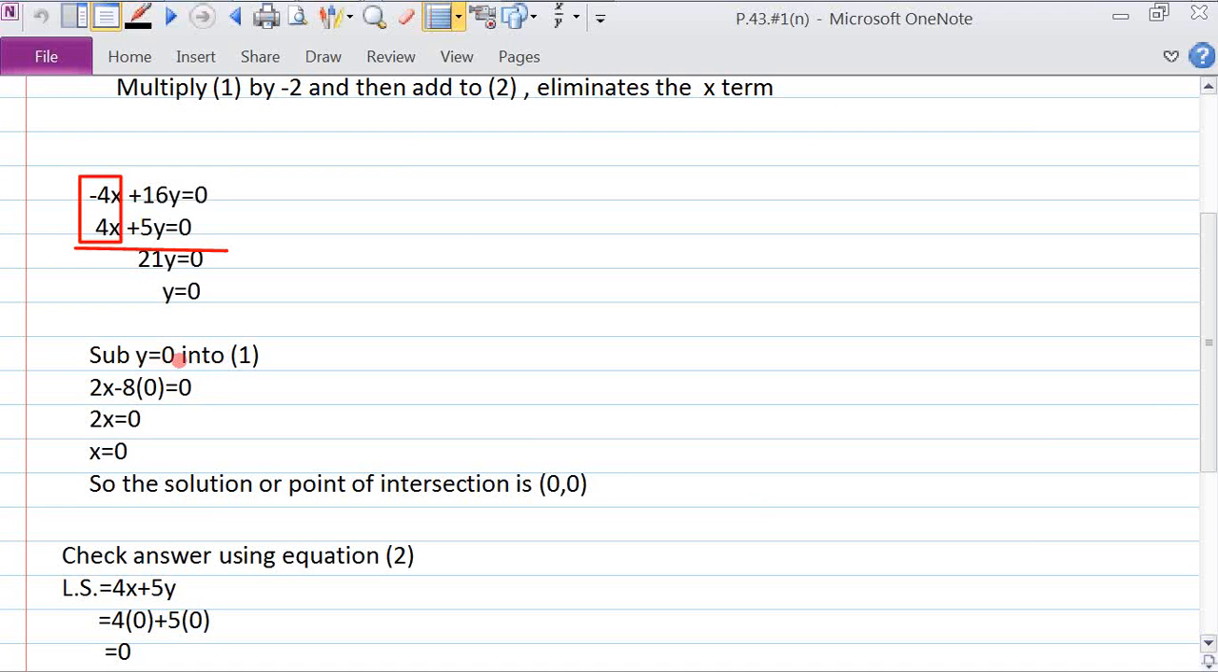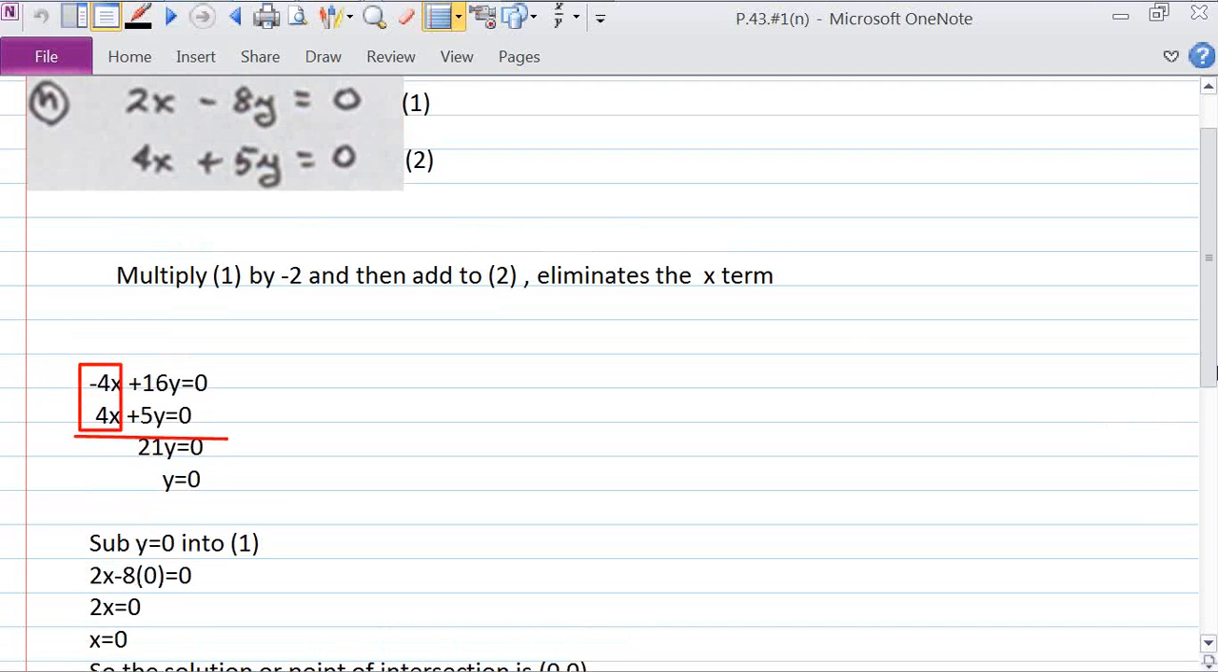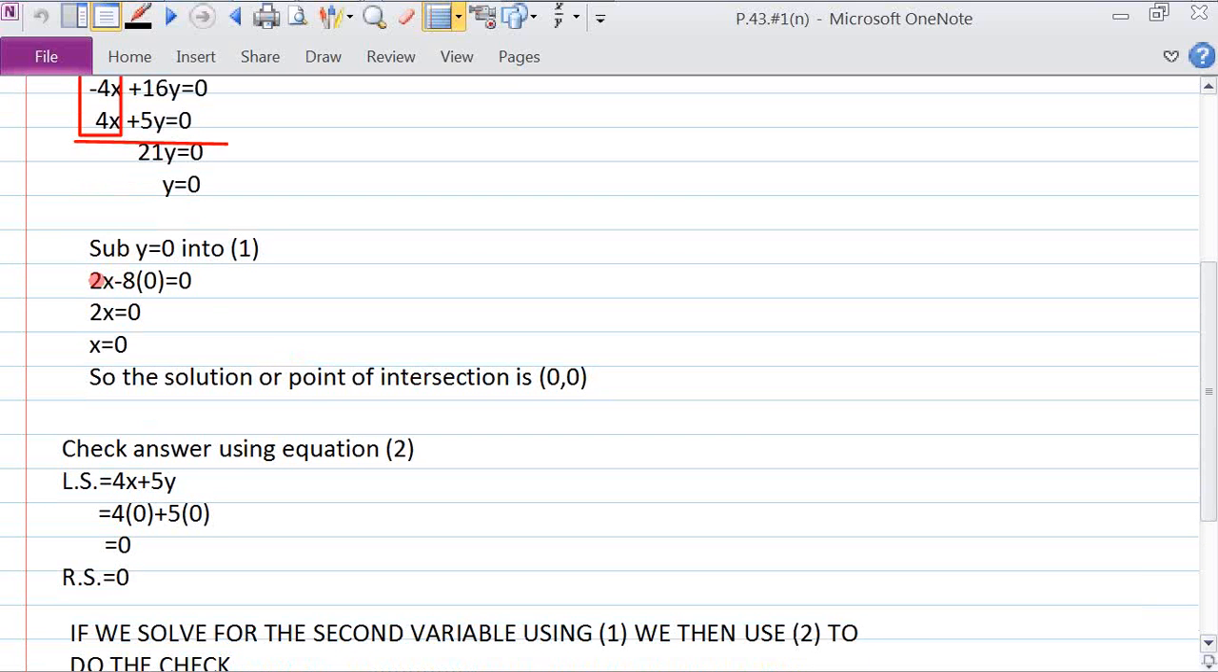Now I'm going to substitute y equal to 0 back into equation 1. I always substitute back into the original equation. So I'm going to substitute y equal to 0 into that equation. I get 2x minus 8y, but I'm replacing the y with the 0, equals 0. All I've done is replace y with 0 in equation 1. Of course, this is 0, and so 2x equals 0, so x equals 0.